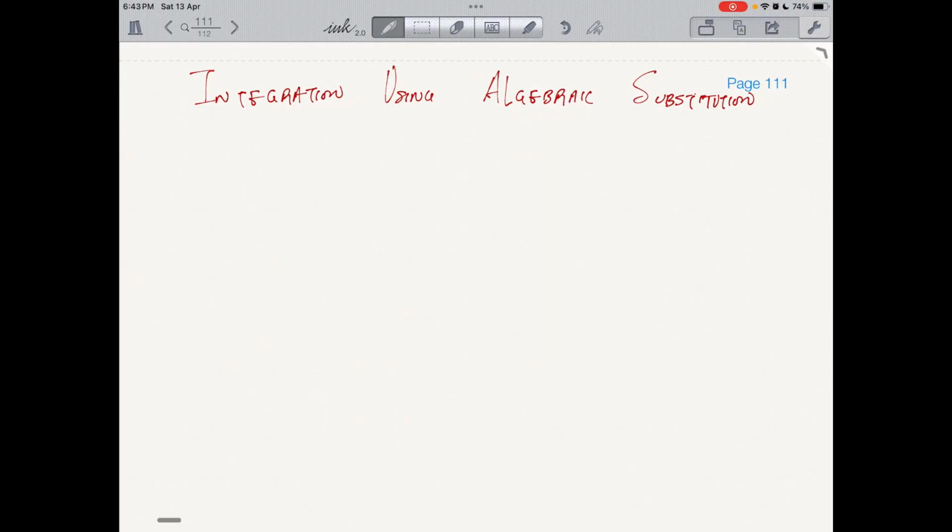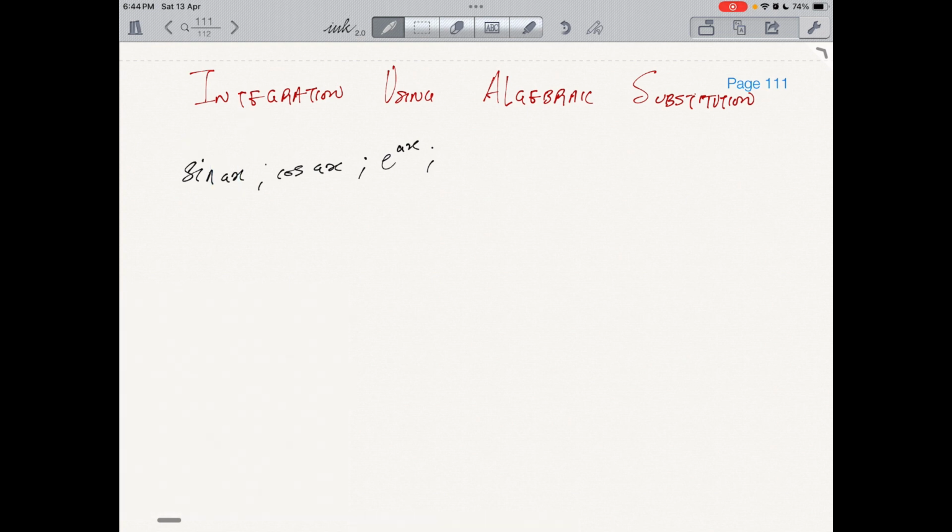Integration using algebraic substitution. Before now, we have been integrating in standard format: sin ax, cos ax, exponential ax, then ax, and the likes. Now, what if the form they give us is not in this format?